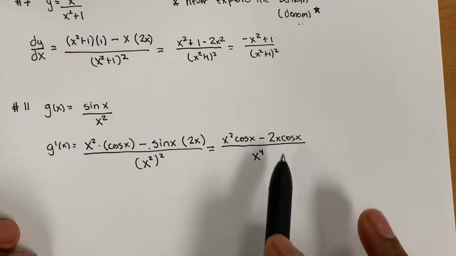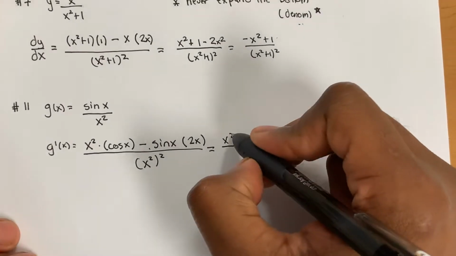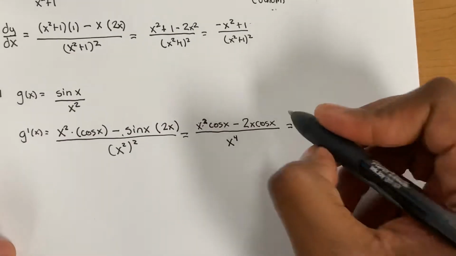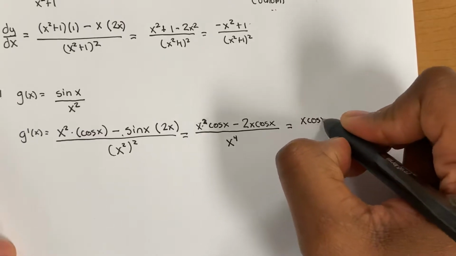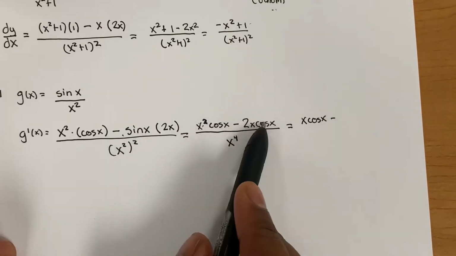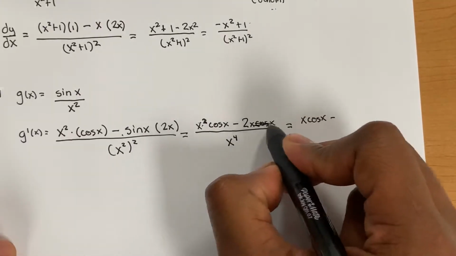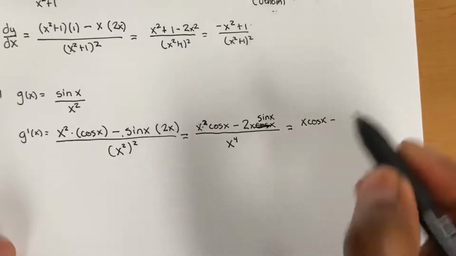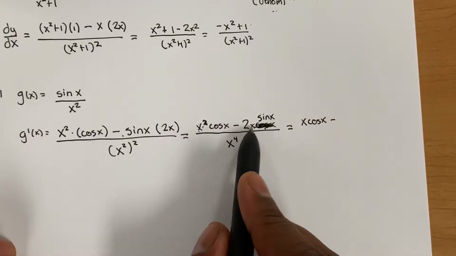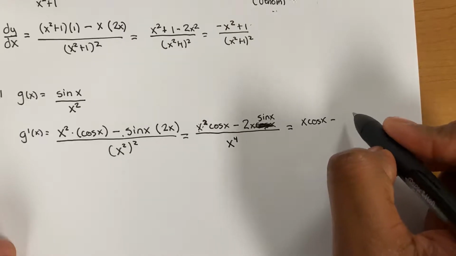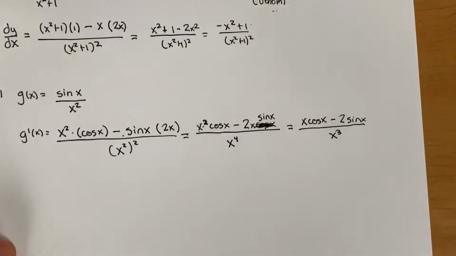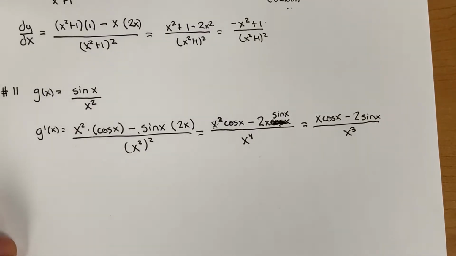So everything has an x in common, so we can reduce by 1 power of x. We have x squared, 2x, and x to the fourth. Everything goes down by a factor of 1. So we're going to have x cosine x minus... okay, mistake here: the sine x turned into a cosine x. This should be a sine x. So ignore that mistake. My apologies. So x squared cosine x minus 2x sine x turns into x cosine x minus 2 sine x over x cubed. And that's all we can do.